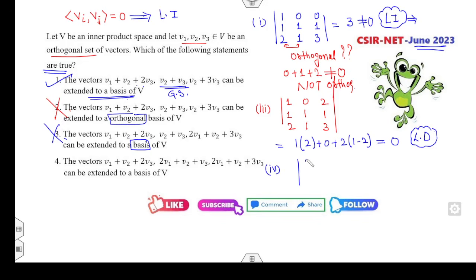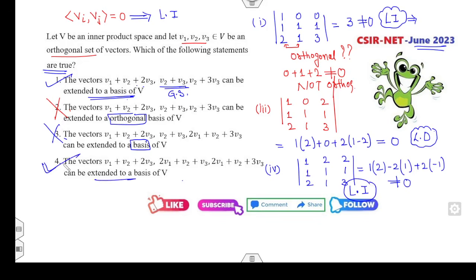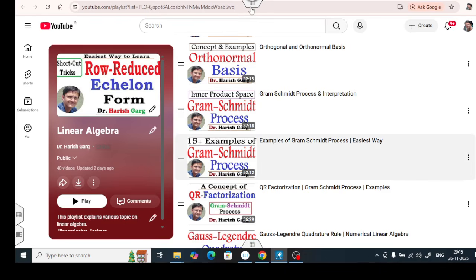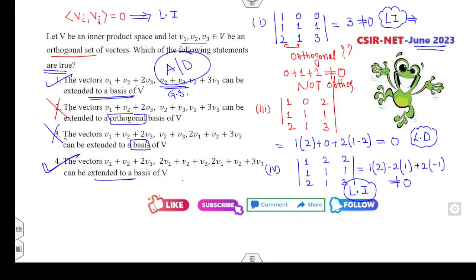Now look at the fourth option. 1 1 2 2 1 1 2 1 3. So we will check 3 - 1 is 2, minus of 2, 3 - 2 is 1, plus of 2, 1 - 2 is -1. So clearly say which is non-zero. If they are non-zero, that means they are Li. So by using the Gram-Schmidt process, you can extend it to the basis. So A and D are the right answer of the problem. Similar kind of the questions I had explained in the 15+ examples of the Gram-Schmidt process.